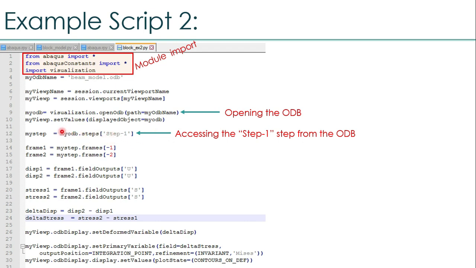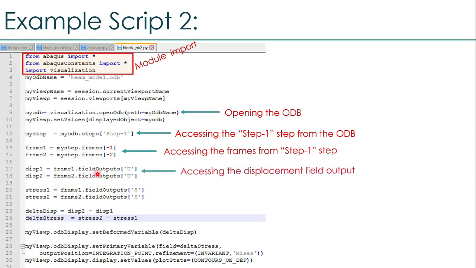Then in this database, we are accessing the steps. From the ODB, we are accessing the steps array, and in the steps array we are accessing this element, Step-1. So basically we are accessing Step-1 from this ODB. Then from this step, MyStep, we are accessing the frames. From this frame, we are accessing the field outputs. What type of field output is this? It's a displacement field output. Similarly, from these frames we are accessing the stress field output data. And then we are just manipulating it.